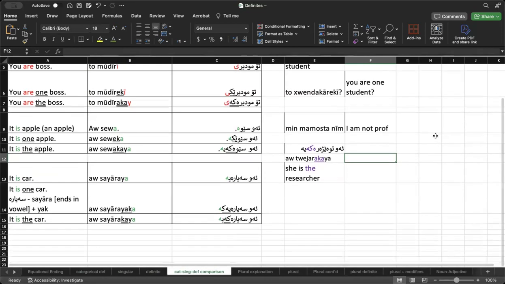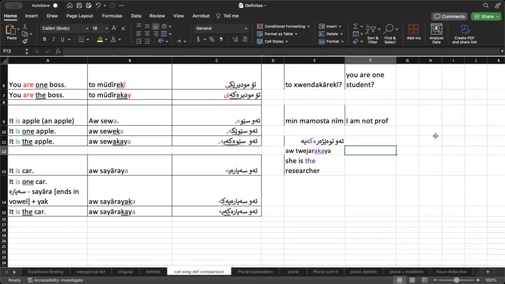It is apple. Au sewa. It is one apple. Au seweka. It is the apple. Au sewakaya. It is car. Au sayarea. It is one car. Au sayareka. It is the car. Au sayarakeya. You'll notice when you have this a and ya together, it's going to sound like a. So it's a bit of a diphthong, but it's not an issue for Kurdish. Au sayarakeya. Zurbasha. Next video, we'll talk about plurals.